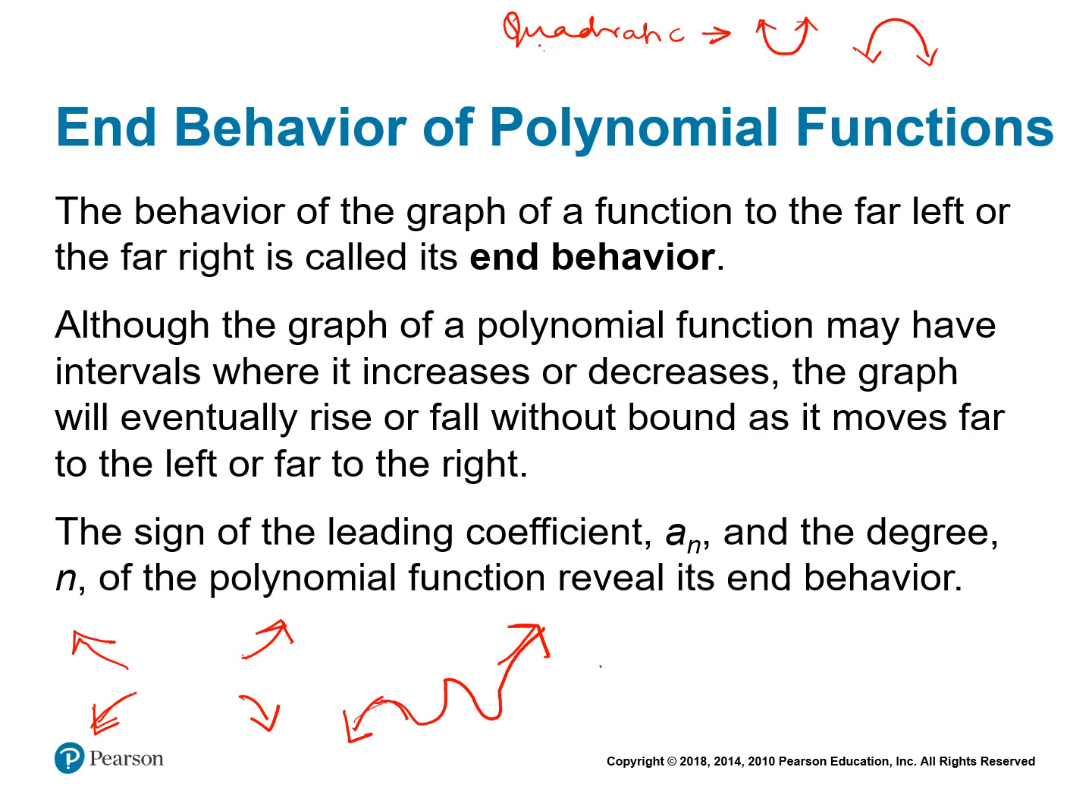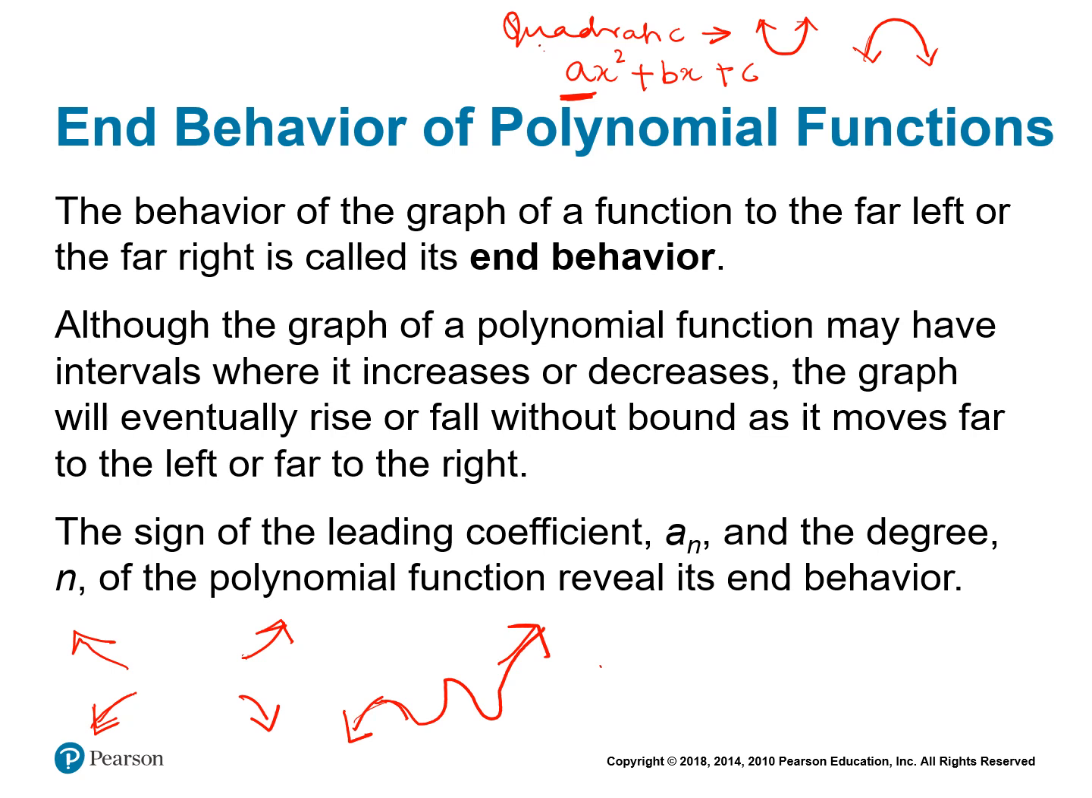And what did we look at to figure that out? The quadratic equation was of the form ax squared plus bx plus c. We were told to look at the sign of the leading term. If a was positive, then it would open up. If a was negative, it would open down. We have to do the same thing in a polynomial function.